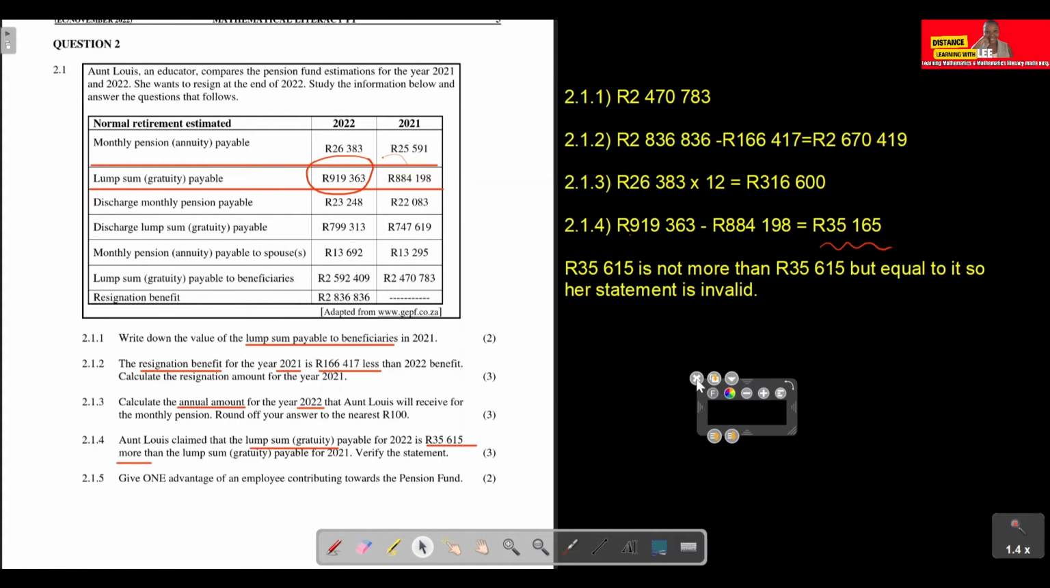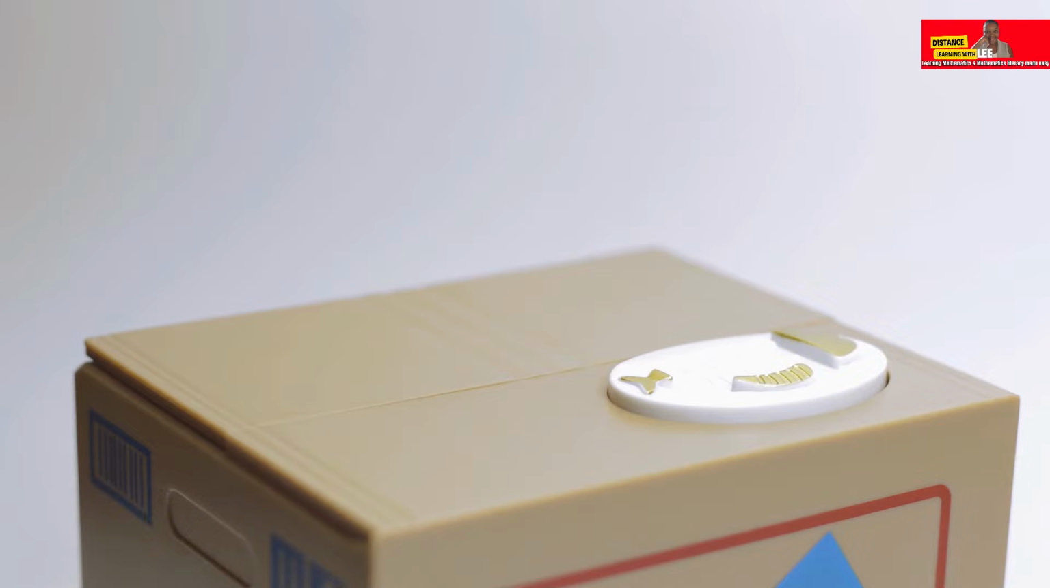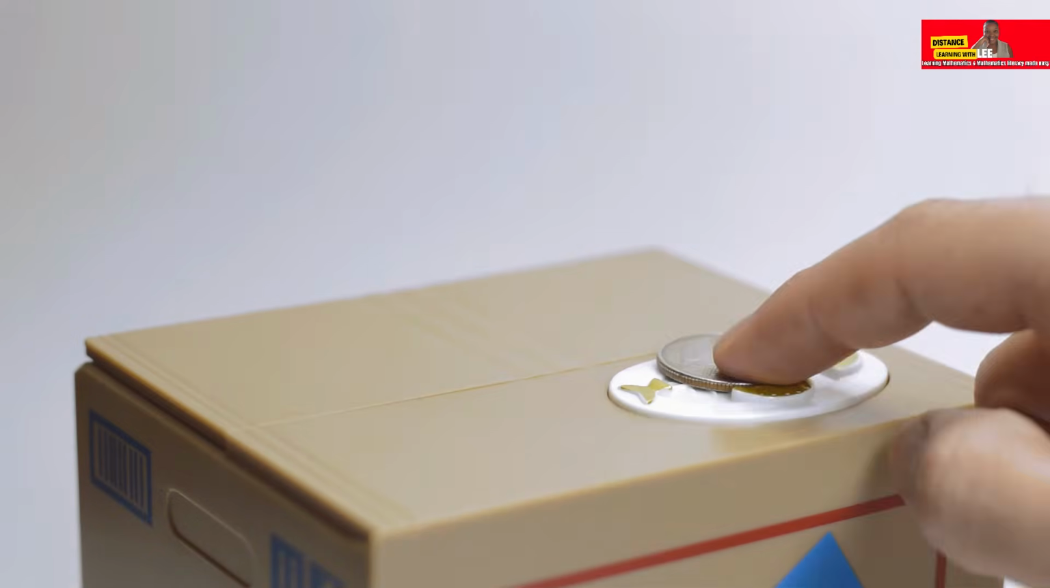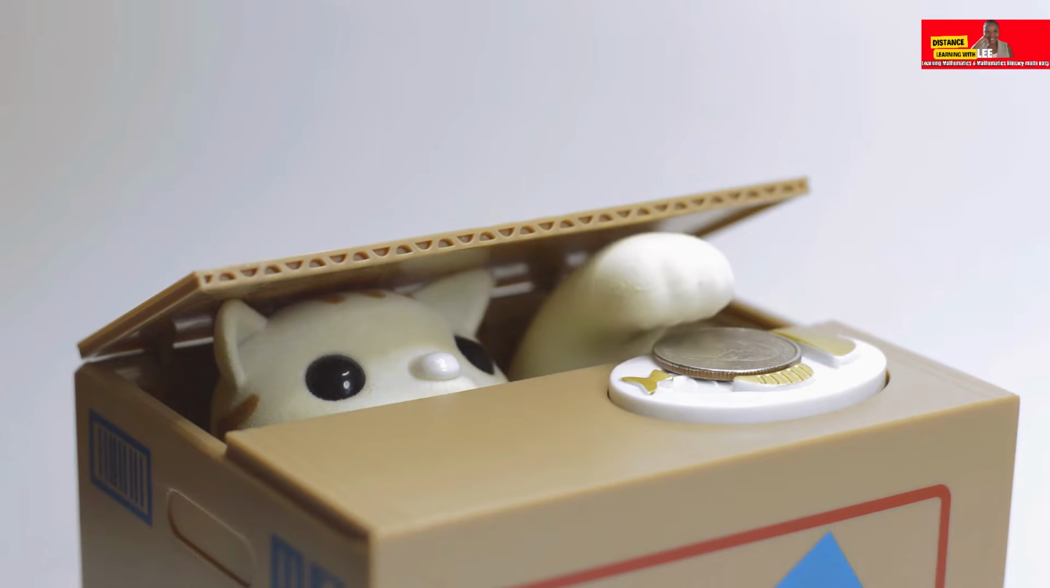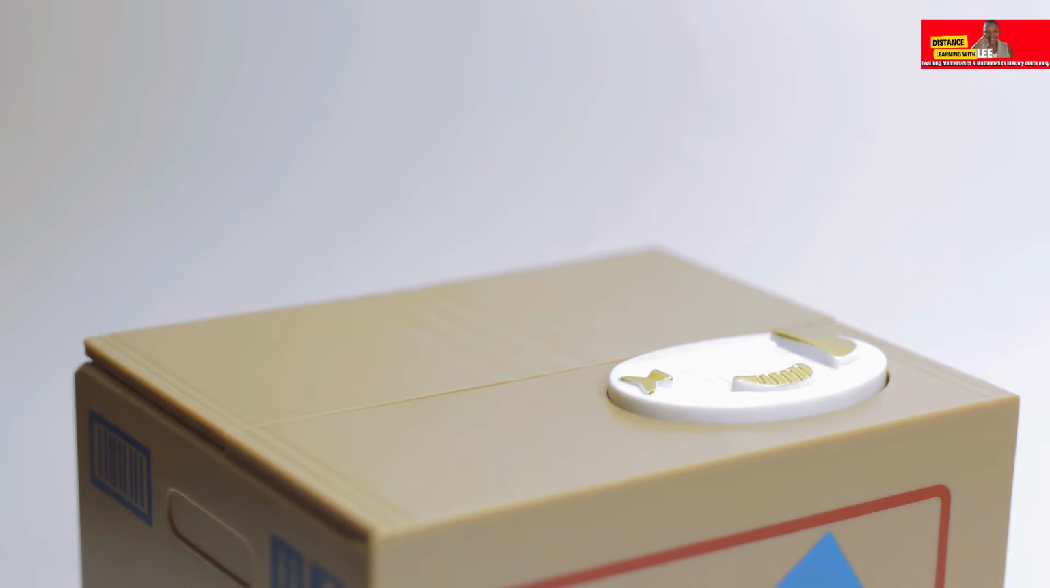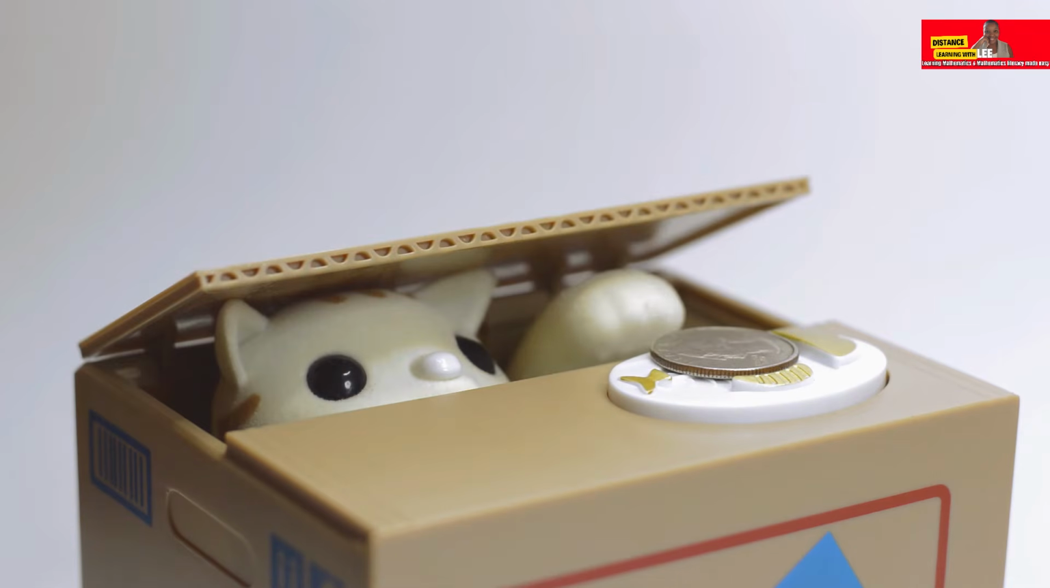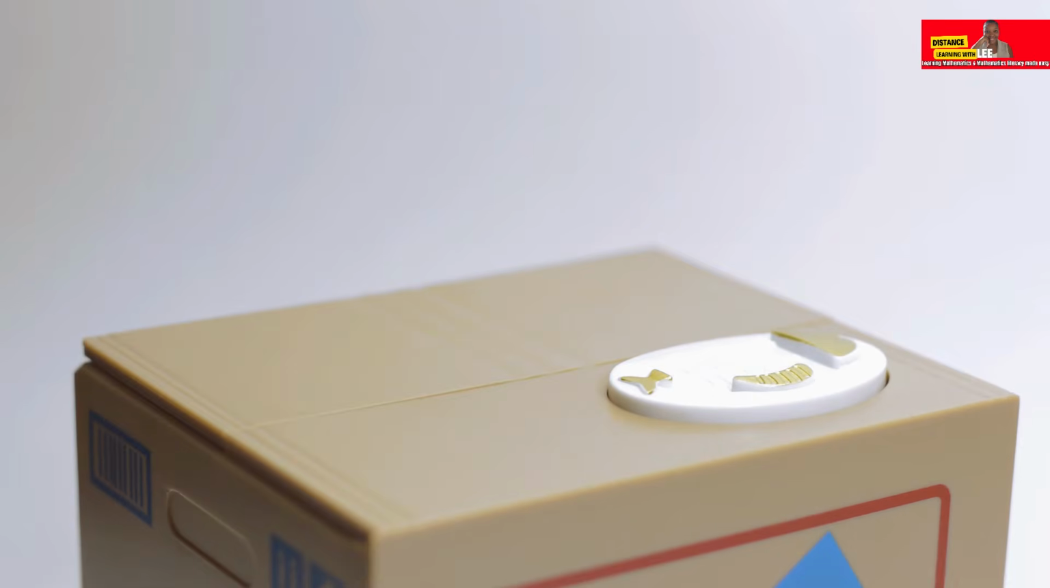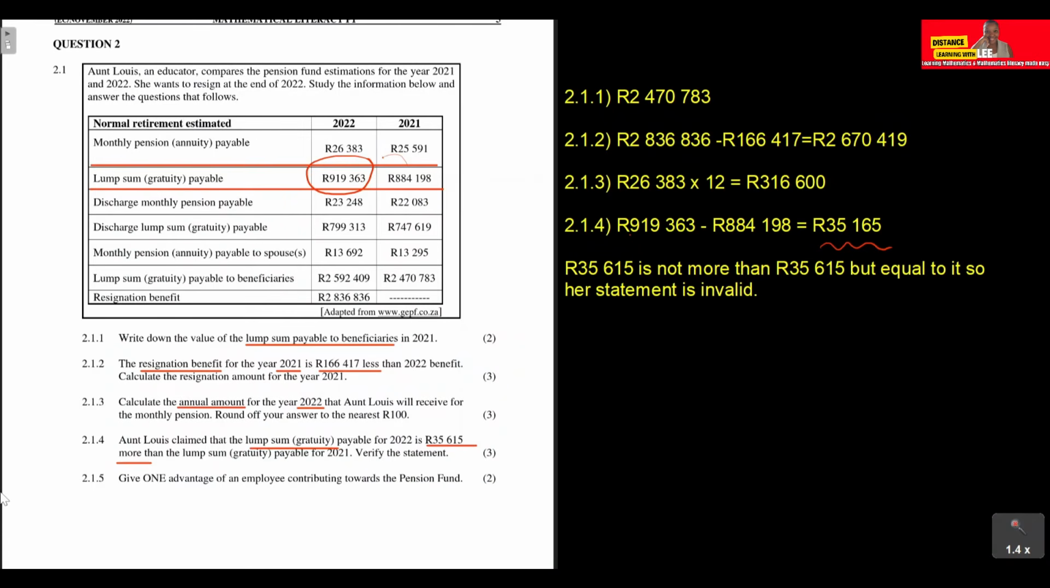All right. Question 2.1.5 says give one advantage of an employee contributing towards the pension fund. So what could be an advantage to Aunt Louise contributing or putting an amount away every month towards her pension fund? The advantage is that she's saving for her future, so that she has an income in the future, after her retirement.